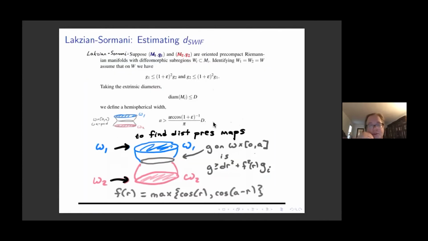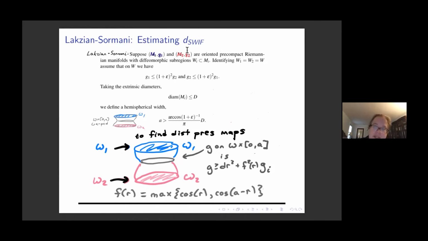So to estimate the SWIF distance between two manifolds in joint work with Sajjad Lakhsian, we assume M1 and M2 are oriented pre-compact Riemannian manifolds. That means their metric completions are compact with diffeomorphic subregions W_i contained in M_i. So the reason we say pre-compact here is we're allowing the removal of singular points so that we have nice smooth Riemannian manifolds. So just cut out any cusp or cone tips or even any edges if you have to, okay? And then you have your pre-compact Riemannian manifolds. Then you measure the distance between them, and then you worry about whether those points or edges should have been added back in after doing this estimate.